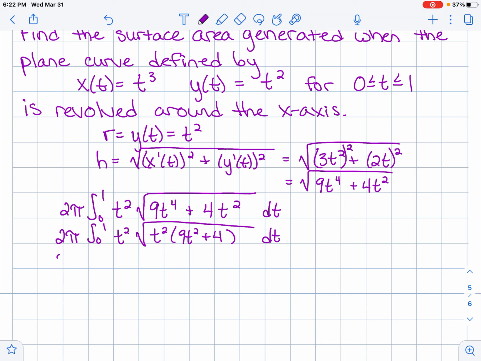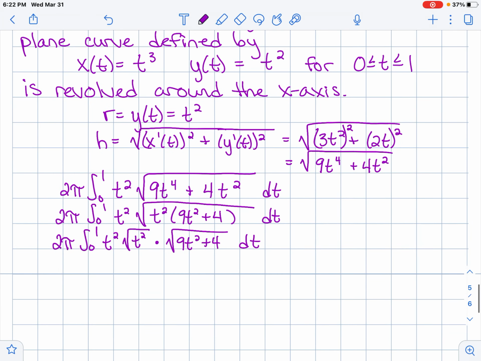I can separate those into two different radicals. So I can write this as the square root of t squared multiplied by the square root of 9t squared plus 4. And I know the square root of t squared will just be t, so this ends up being t cubed.